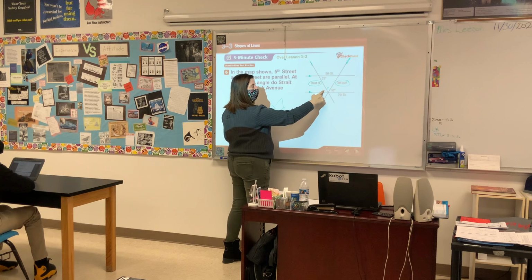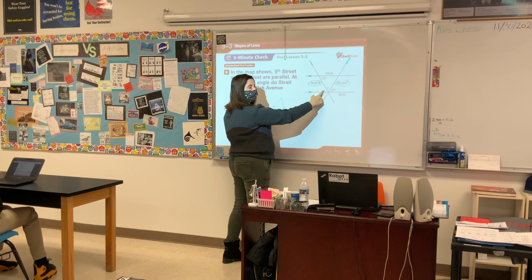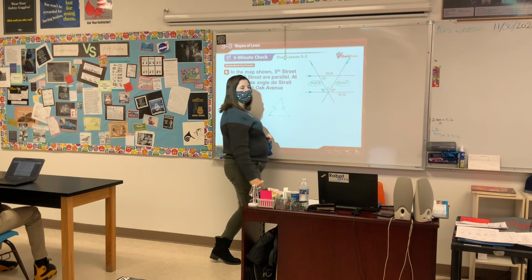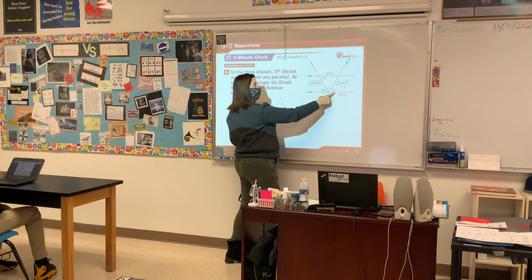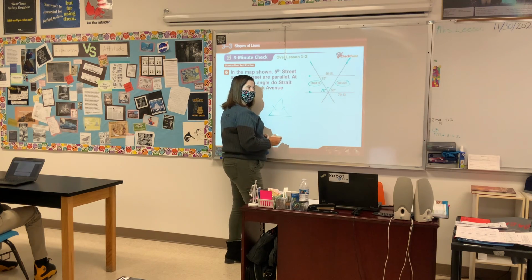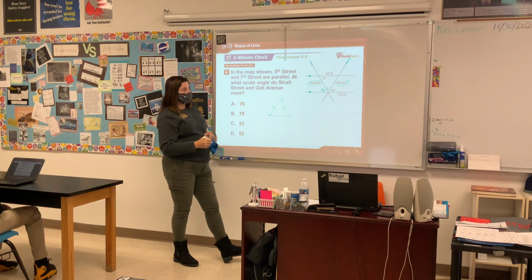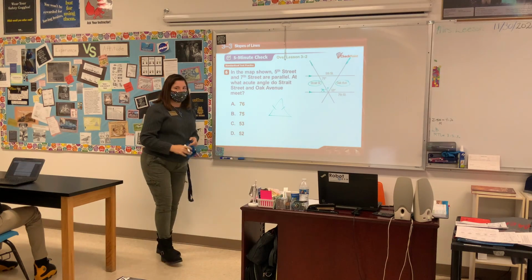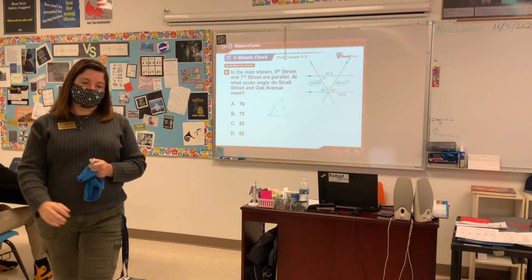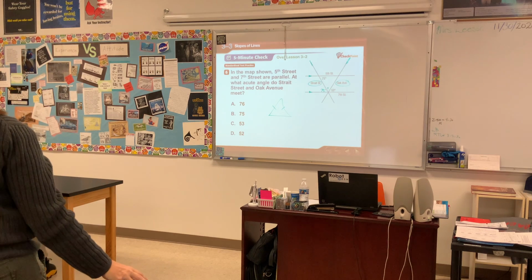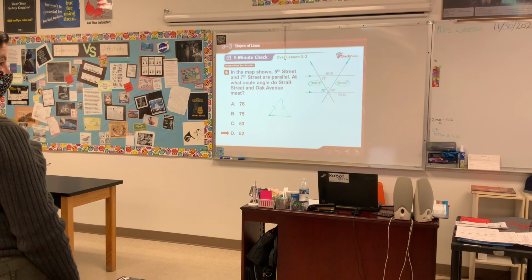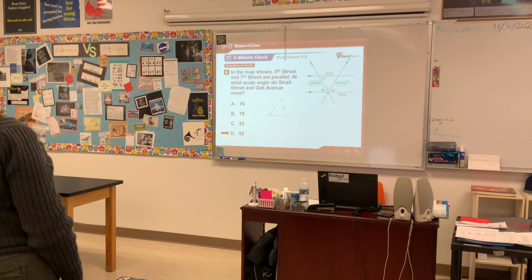This angle and this angle are congruent. They're alternate interior angles. So that means that's 75. If that's 75 and that's 53, can I determine this? I can. Add these together and subtract that from the 180. And I'm left with 52. If you're lost, you need to take a serious look at 3-2.